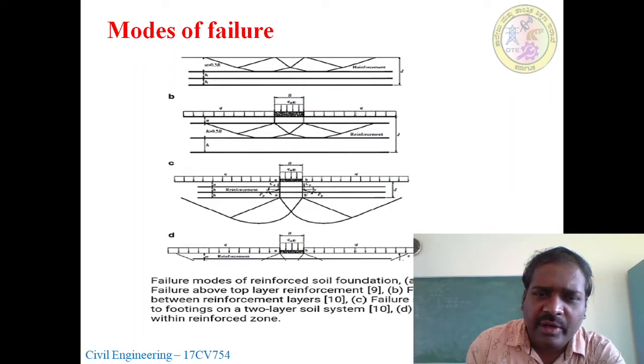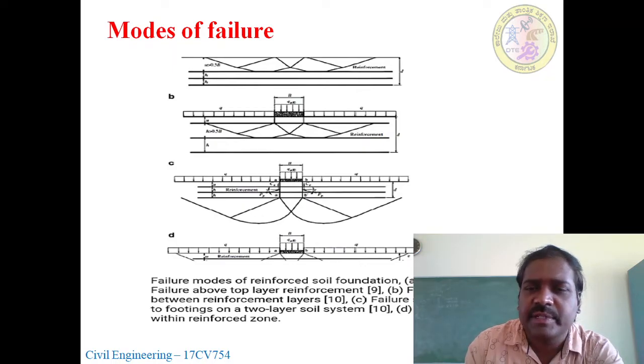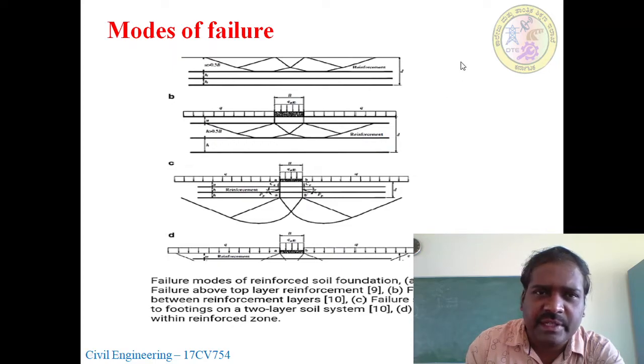And here are the modes of failure in soil reinforced foundations. One, failure above the top layer of reinforcement; two, failure between the reinforcement layers; three, failure similar to footings on a two-layer soil system; and four, failure within the reinforcement zone. So here the first picture shows failure above the top layer of the reinforcement. These three are the reinforcement layers. Above that, the failure will occur.